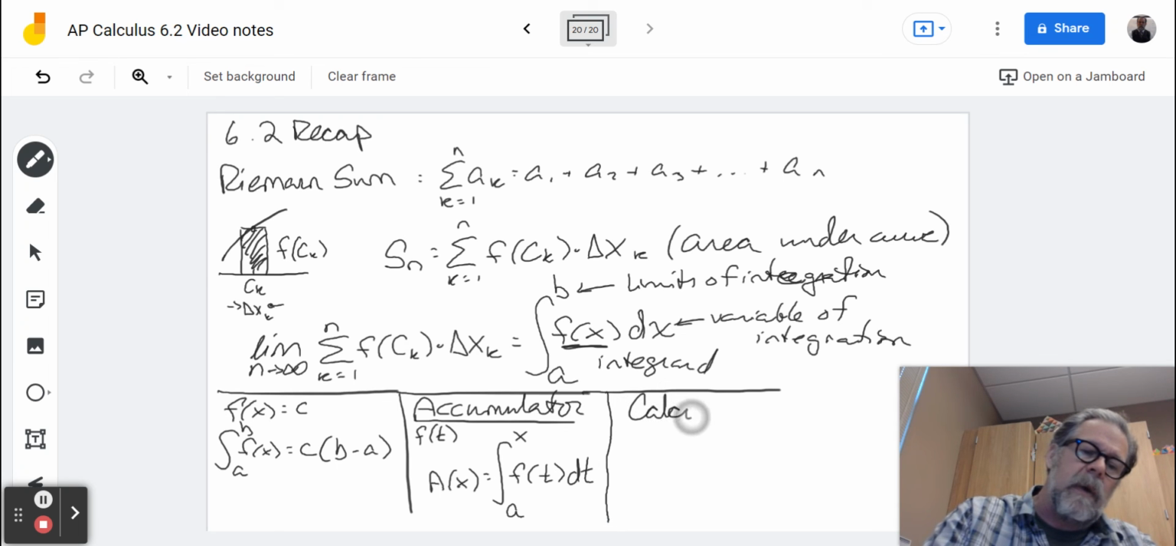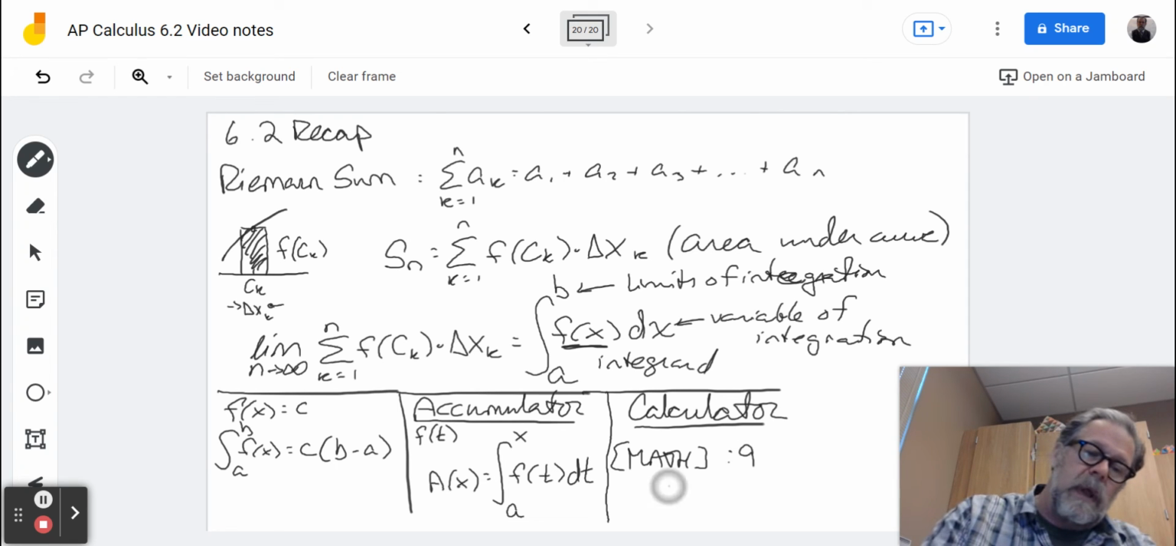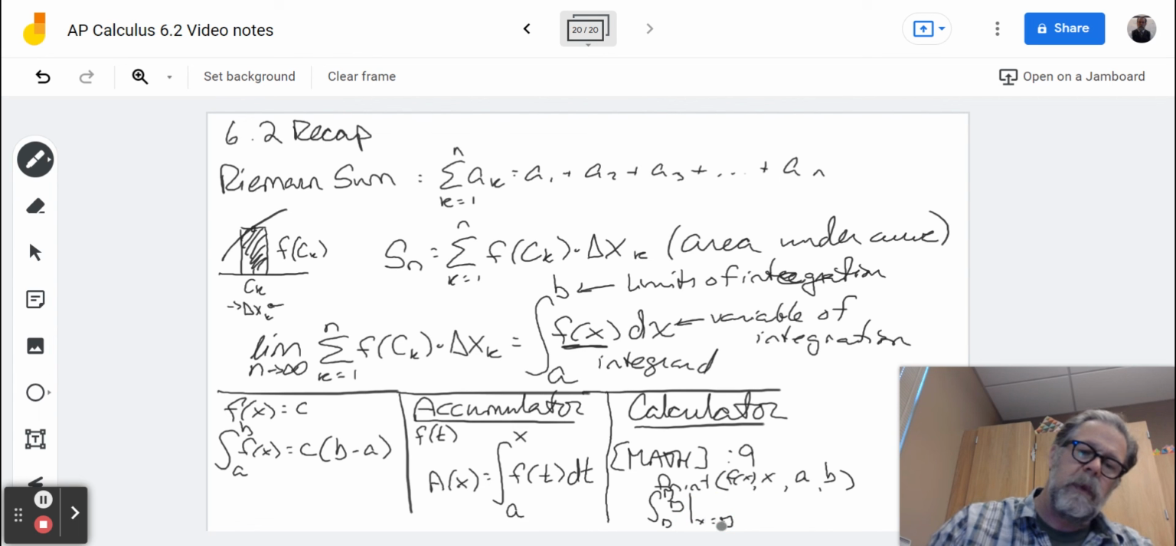And finally, where do we find integrals on our calculator? On the TI-83/84, math number 9 will give you the definite integral function, and it will either say fnInt, and then you've got to type in some stuff, and that's the function, the variable, and your limits of integration, or it will actually give you this.